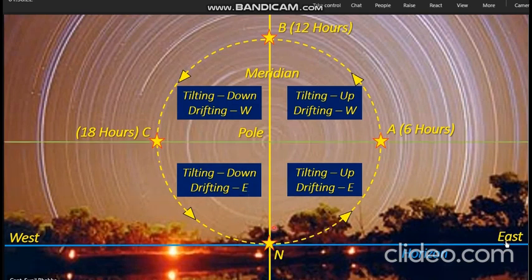So to summarize, from November to alpha, tilting will be upwards, drifting will be easterly. Alpha to Bravo, tilting will be upwards, drifting will be westerly. From Bravo to Charlie, tilting will be downwards, drifting will be westerly. And from Charlie to November, tilting will be downwards and drifting will be easterly. Our spin axis is going to follow this particular motion of the star day after day, completing one oscillation or one round in 24 hours or in one day.